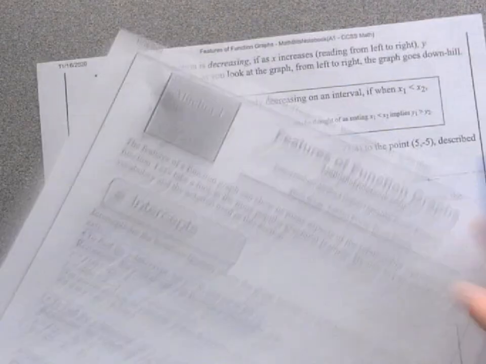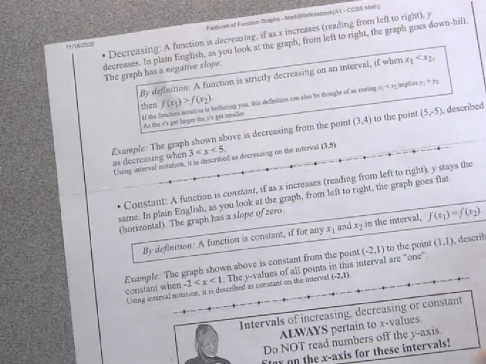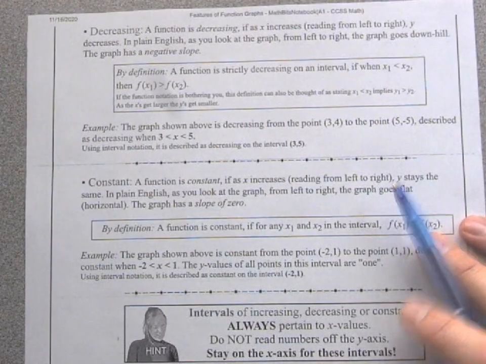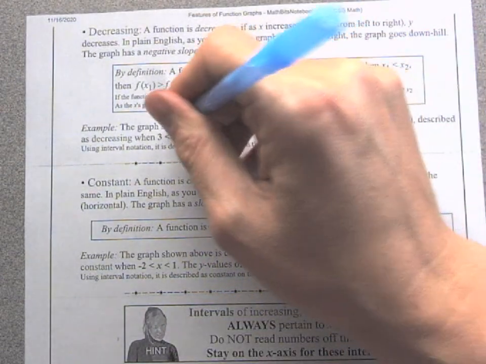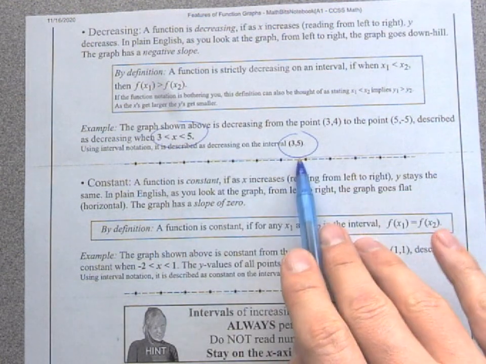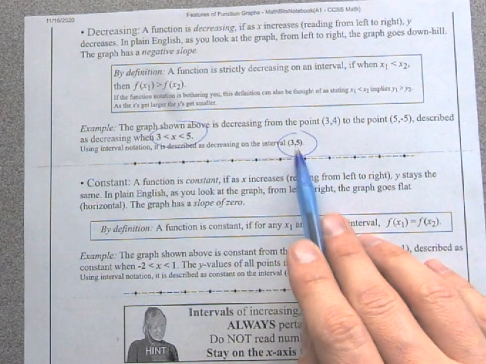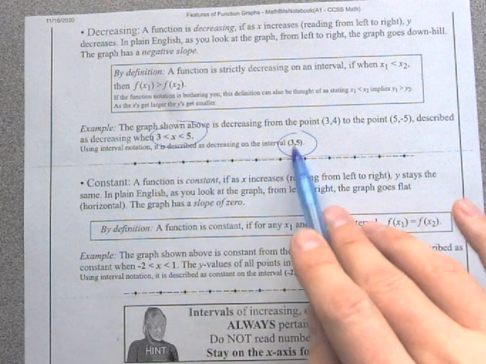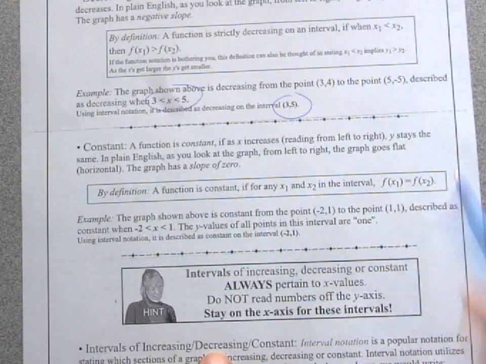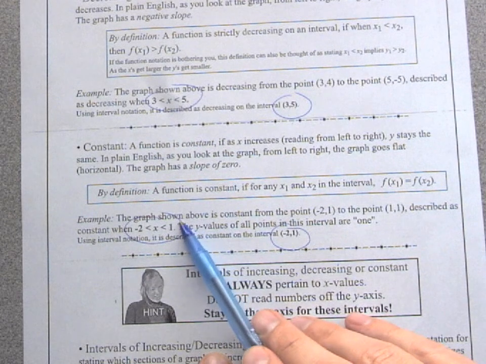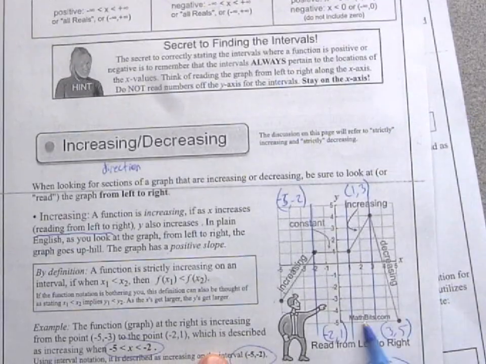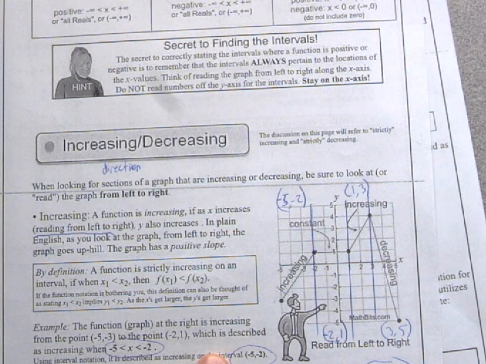The rest of this is just finishing up that same example. We have our decreasing interval. We already talked about where that was, from 3 to 5, like this. This is interval notation. That's where he's decreasing. And then the constant interval is right here. We already added those to our graph. There's our constant interval from -2 to 1, and there's our decreasing interval from 3 to 5.